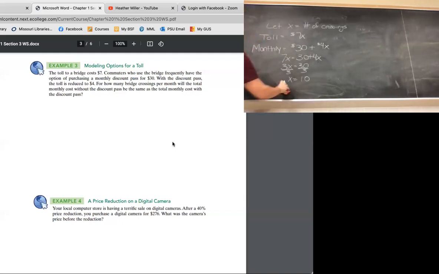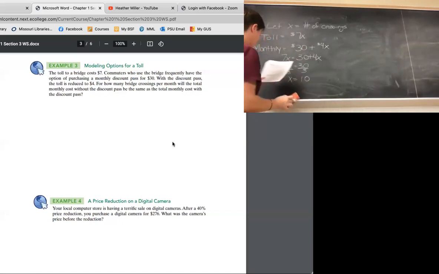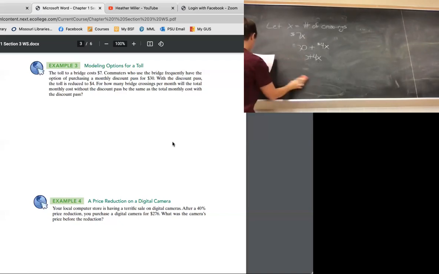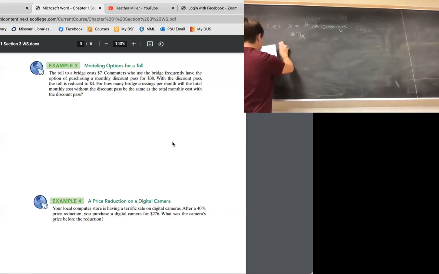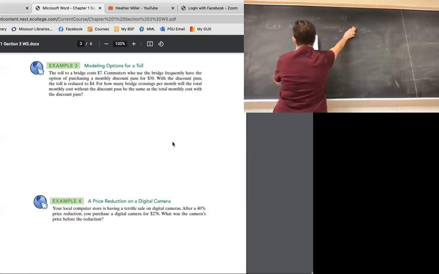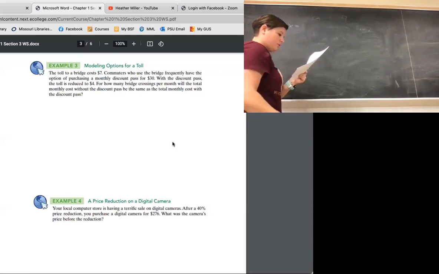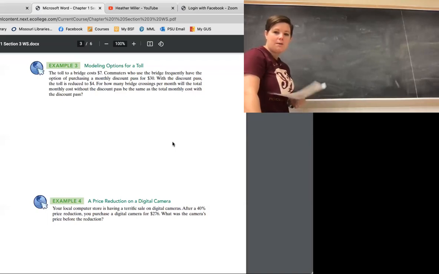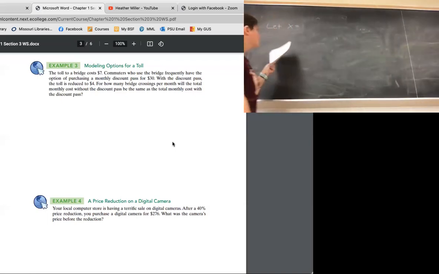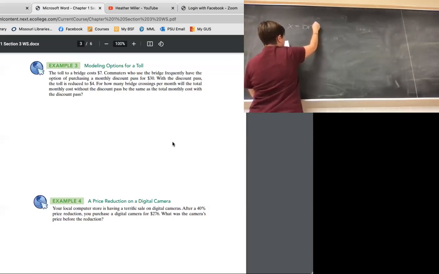Okay. The next example, which hopefully you can still see, it's the second example. Example number 4 is the price reduction in a digital camera. Your local computer store is having a terrific sale on digital cameras. After a 40% discount or 40% price reduction, you purchase a digital camera for $276. What was the original price of that camera? So we're going to let our x be the original price.